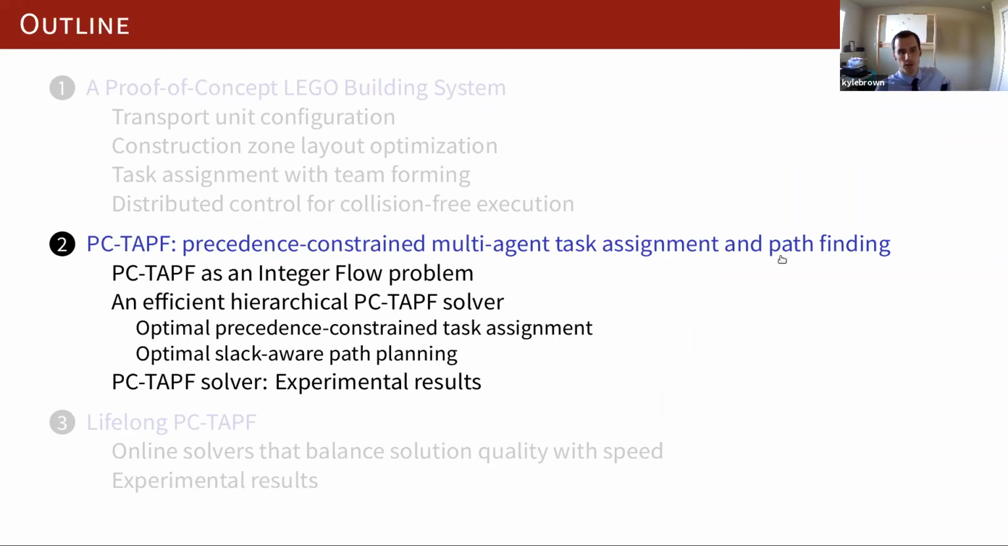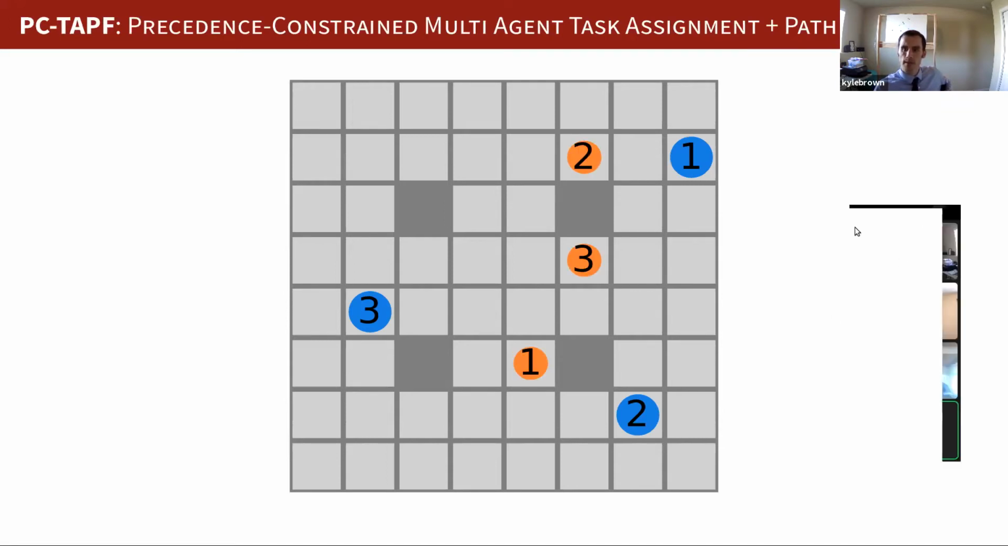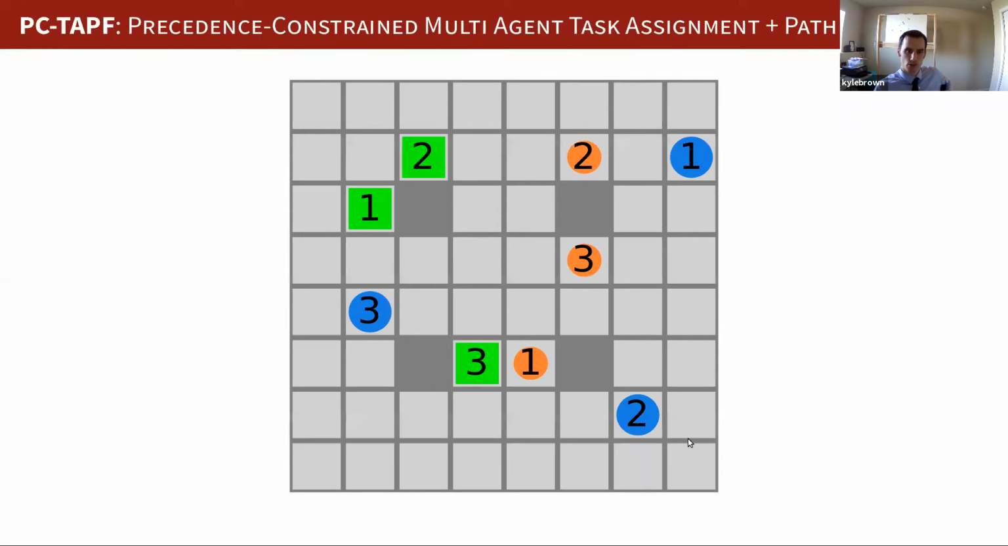So we call this formulation precedence-constrained multi-agent task assignment and pathfinding. So the problem formulation is as follows. We have a discrete environment, where each agent occupies a single grid location at each time step. We have robots in the environment, and we have objects. The objects need to be delivered to goals.